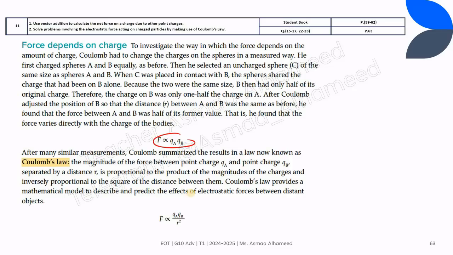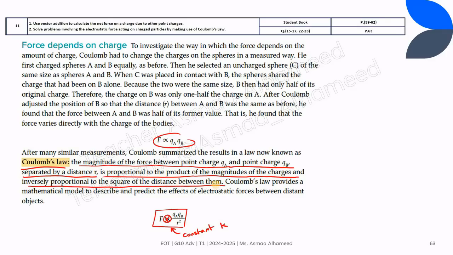So this is the proportionality with the charges. So now to make the equation, we need to remove this and add a constant. This constant will be the value of K. So the definition is Coulomb's law says the magnitude of the force between point charge A and point charge B that are separated by distance R is proportional to the product of their magnitudes and inversely proportional to the square of the distance between them.